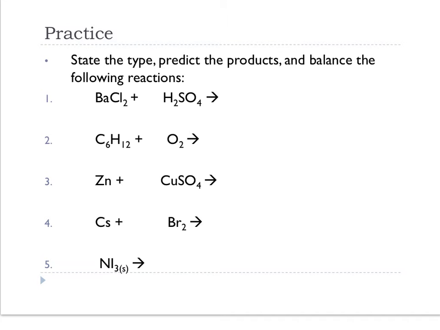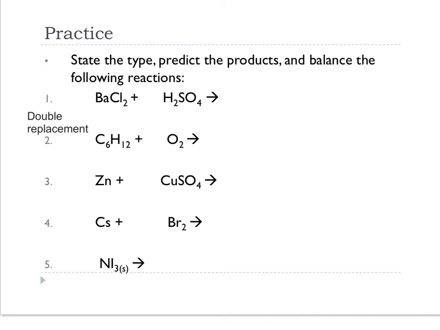In this video, we're going to practice with some examples of how to predict products. The first thing that you need to do in every case is figure out what pattern you're dealing with. So, for example, looking at number 1, I have an ionic compound with another ionic compound. This would be a double replacement reaction, so I'm expecting the metals to trade places.